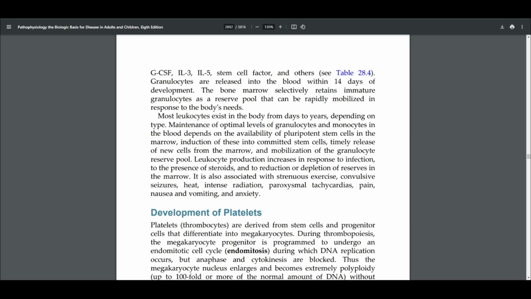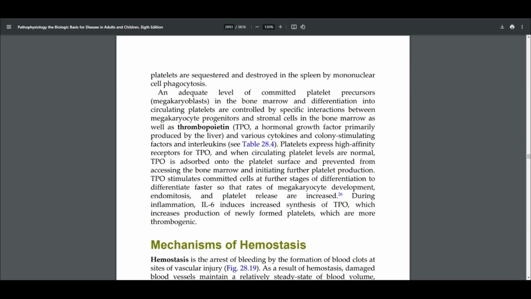Maintenance of optimal levels of granulocytes and monocytes in the blood depends on the availability of pluripotent stem cells in the marrow, induction of these into committed stem cells, timely release of new cells from the marrow, and mobilization of the granulocyte reserve pool. Leukocyte production increases in response to infection, to the presence of steroids, and to reduction or depletion of reserves in the marrow. It is also associated with strenuous exercise, convulsive seizures, heat, intense radiation, paroxysmal tachycardias, pain, nausea, vomiting, and anxiety.